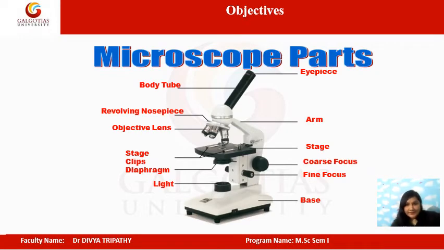See, these are the parts of the compound microscope. This is the eyepiece. This is the body tube. This is the revolving nose piece. These are the objective lenses. There are 3 types of lenses mounted in a compound microscope. This is the arm of the compound microscope. This is the stage where we have to place our object, typically on a slide.